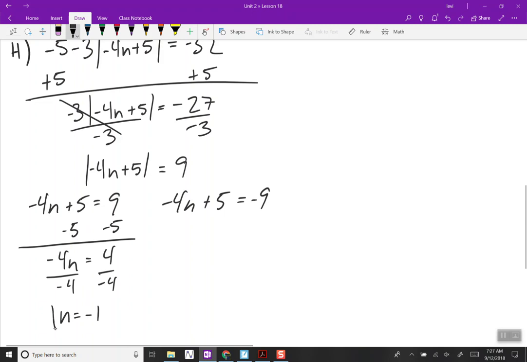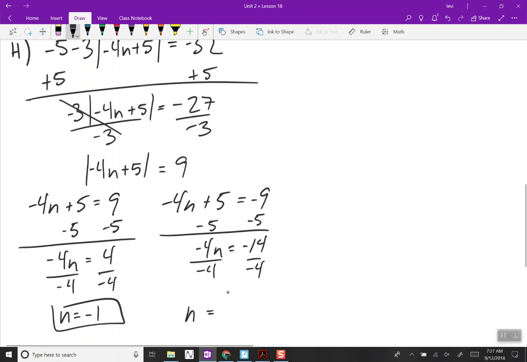N equals negative 1. Subtract 5. Negative 9 and negative 5 make negative 14. Divide by negative 4. And n equals, well, 2 goes into both of those, so that would be 7 halves. So 4.